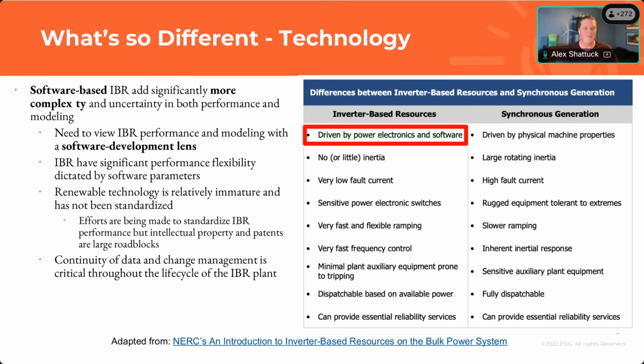The other key huge difference is that synchronous generation technology is significantly more mature than inverter-based resource technology. What that means is the synchronous machines have had about 100 years or so to standardize their technology. And that technology is a little bit easier to standardize since it's large spinning machines. That immaturity in the inverter-based resource realm, the software-based nature, and the North American propensity to patent lots of things really makes it difficult to standardize.